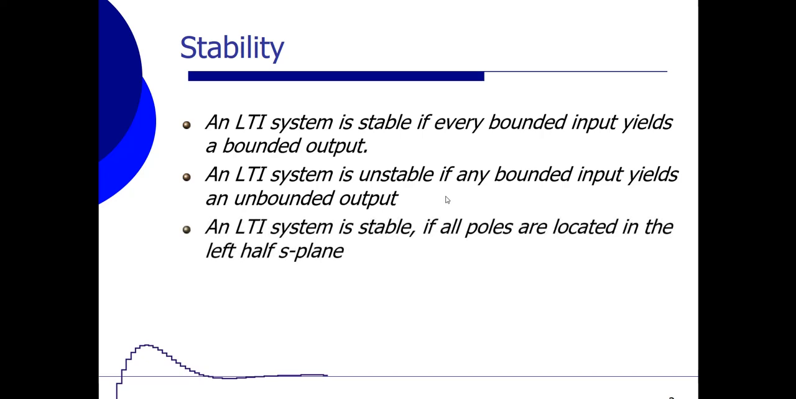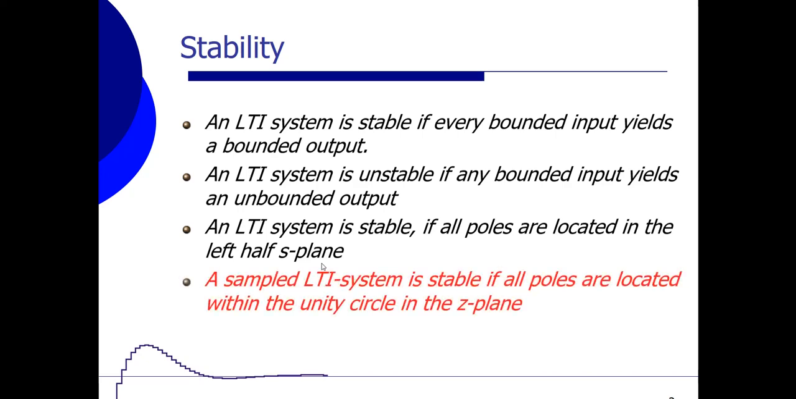In the S domain, it means that for that kind of system, all poles should be located in the left half plane of the S domain. And we are going to see that a sampled LTI system, so defined in the S domain, is stable if all poles are located within the unity circle in the Z plane. And that is the topic of this video.